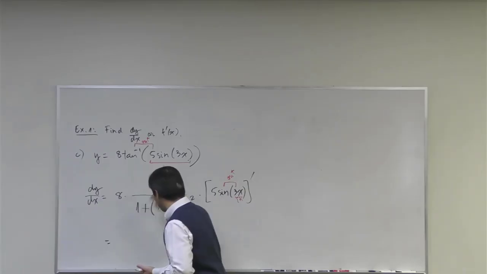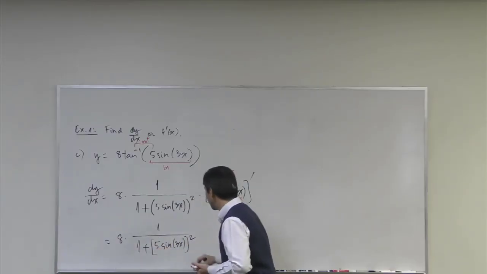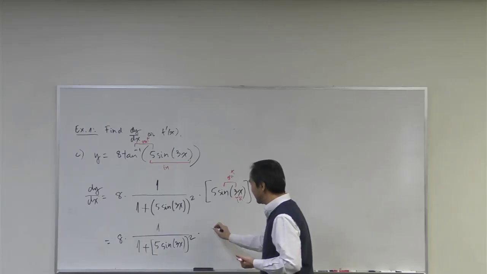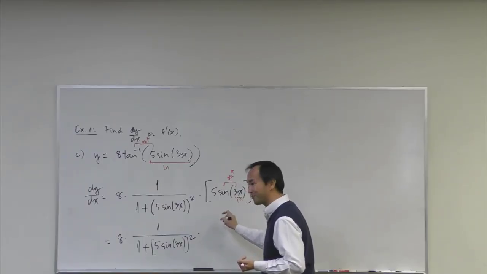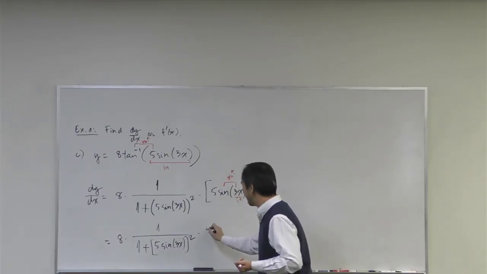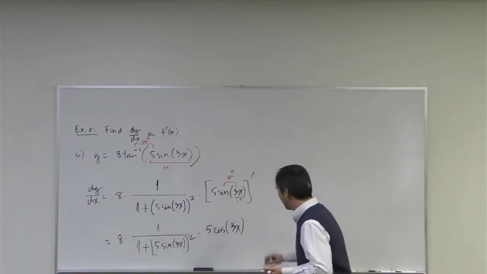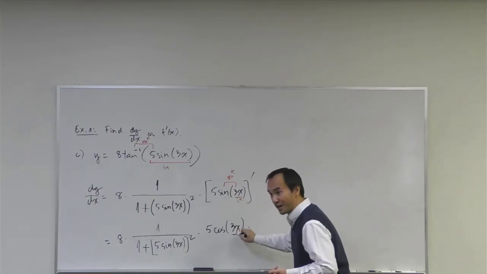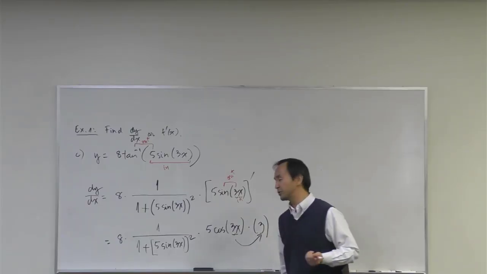The whole thing here is 8 times the big fraction, 1 over 1 plus the 5 sine of 3x, should have used brackets here, squared. Now multiply. The derivative of sine of x, anyone? Cosine of x, but is this really cosine of x in here? It's cosine of 3x. So it's 5 times the cosine of 3x. That's the derivative of the outside, and then we multiply that with the derivative of the inside, which is quite easy. The derivative of 3x gives me just 3.